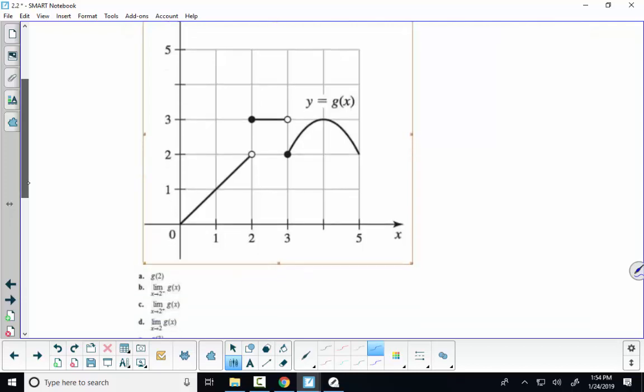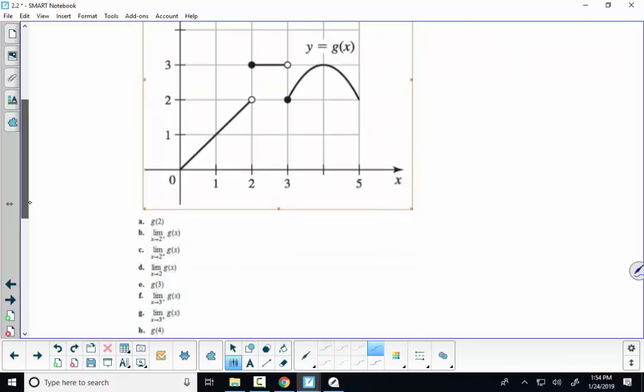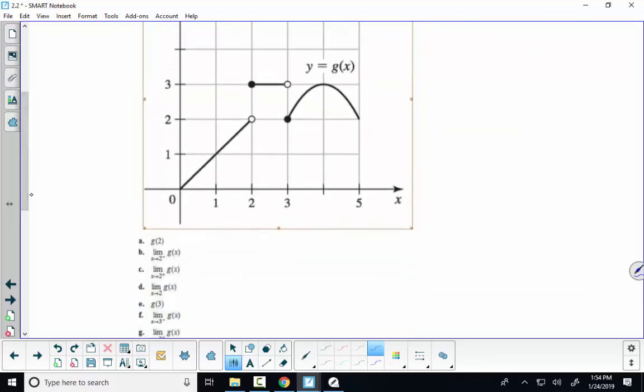All right, so we've got g of x here. There's quite a few pieces involved in this graph, but let's evaluate g at 2. g evaluated at 2 equals 3. Okay. How about the limit as x approaches 2 from the left on g of x? 2. As we approach this x value from the left, we're only allowed to use this piece right here. So the y values get closer and closer to 2.